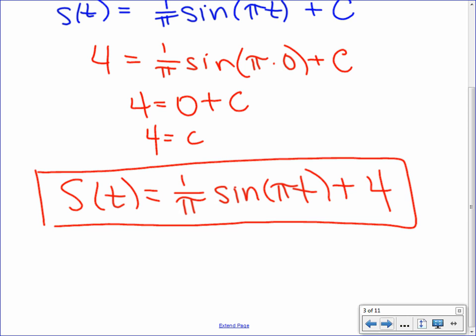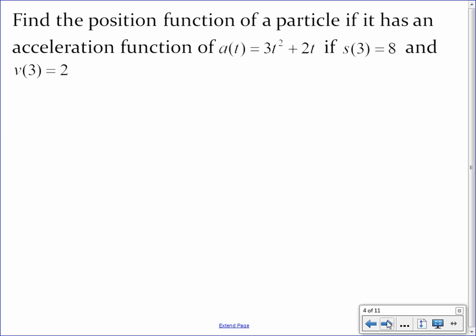Something we've done before, we're just applying it to our motion. Let's do a little bit more work. Now we have the acceleration function, and I want to get to my position. So we're going to have to do this how many times? Twice.